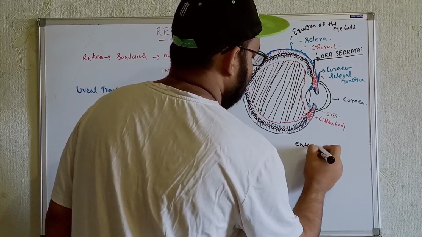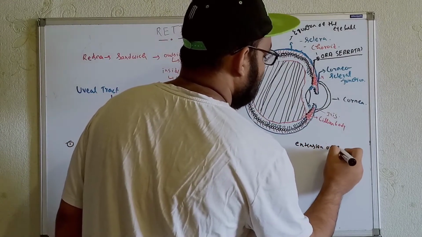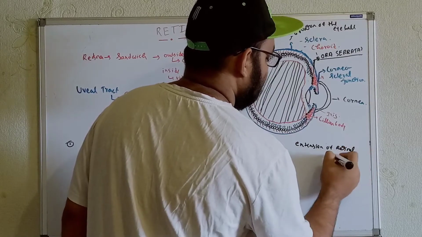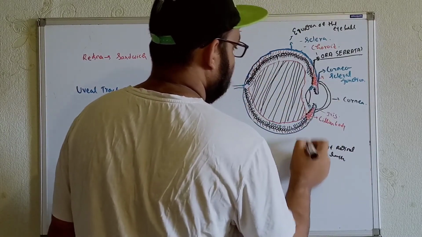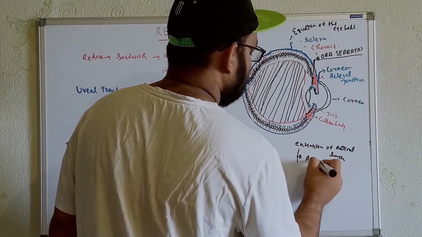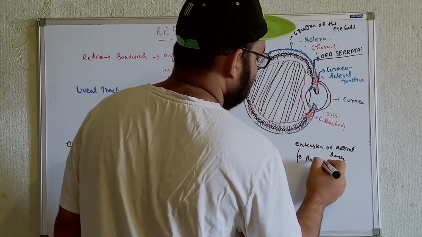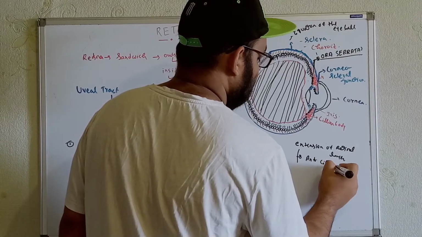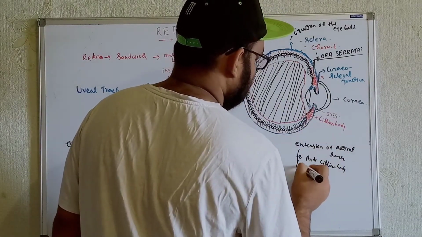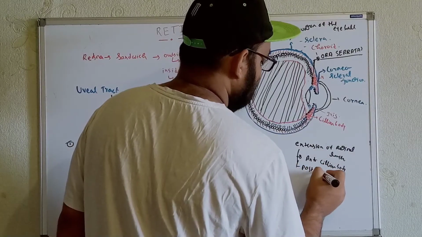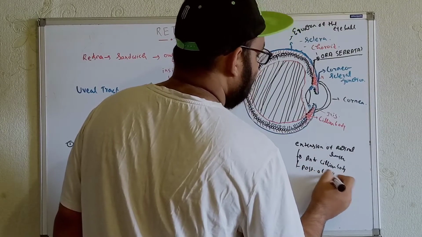The extension of a retinal layer sometimes reaches the anterior side of the ciliary body, and you can also get it at the posterior of the iris, posterior of iris. Now why do we get this type of extensions?